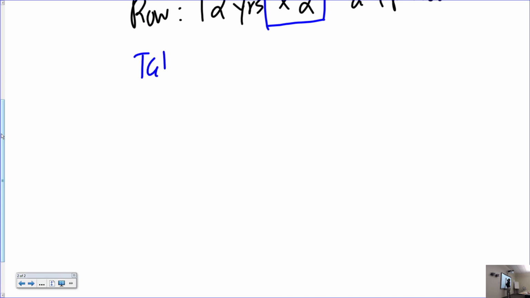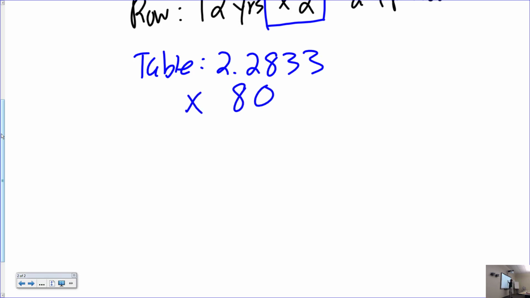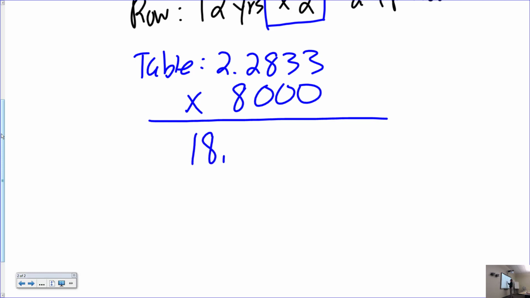2.2833. What do you get there? 2.2833. What do I multiply by? 8,000. The $8,000 that we invested. How much money are we going to have 12 years later? $18,266.40.